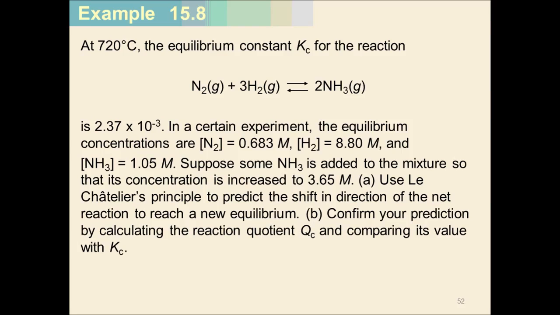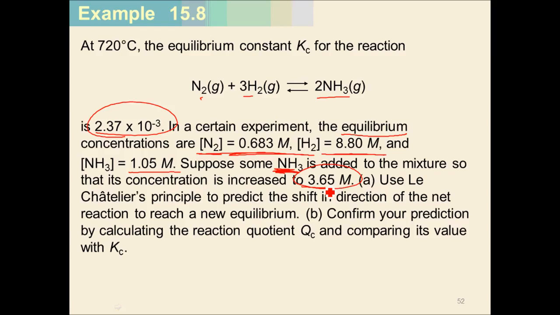Slide 52 then, example 15.8. At 720 degrees Celsius, the equilibrium constant, Kc, for nitrogen plus hydrogen to yield ammonia is 2.37 times 10 to the minus third. In a certain experiment, the equilibrium concentrations for the nitrogen is 0.683, for the hydrogen 8.80, and the ammonia is 1.05. Again, these are equilibrium concentrations. Suppose you add ammonia to the mixture, so the concentration will go up to 3.65 molar.